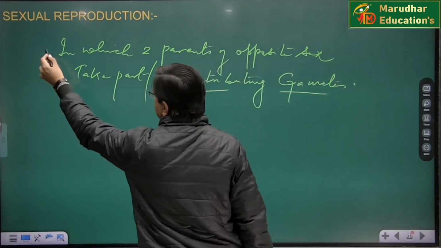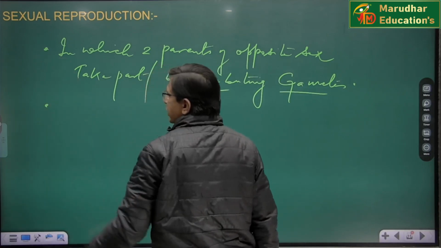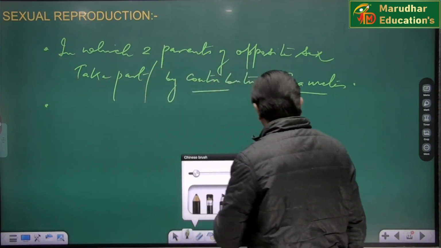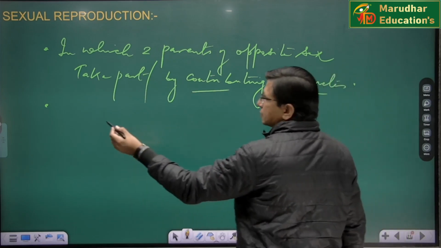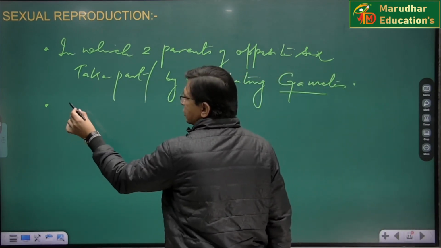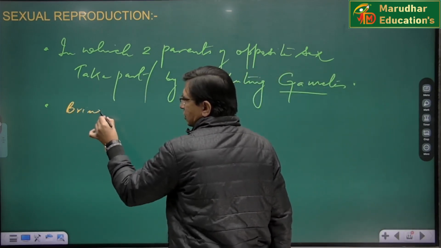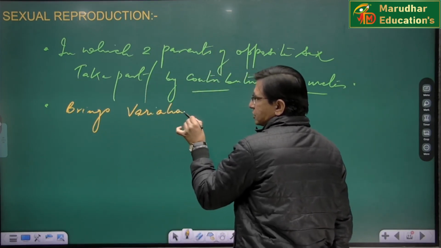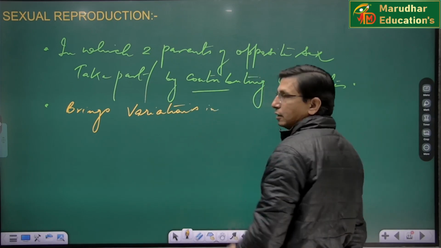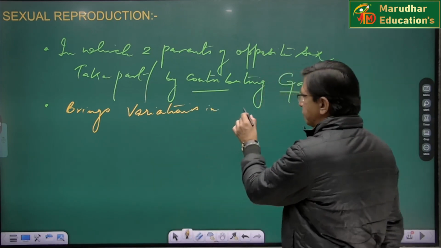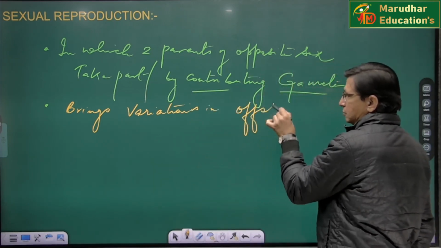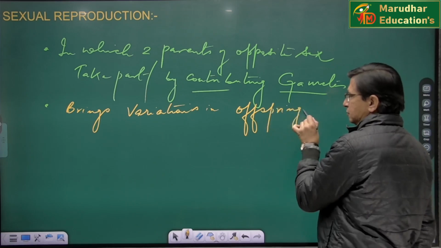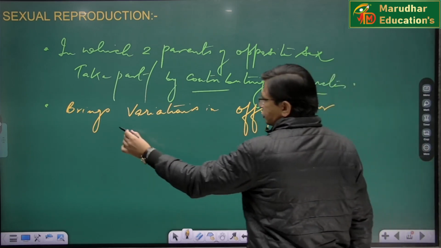Now, another thing that you must know about sexual reproduction is that it brings about variations. See, sexual reproduction brings what? Variations in whom? In offsprings, or I can say progeny.